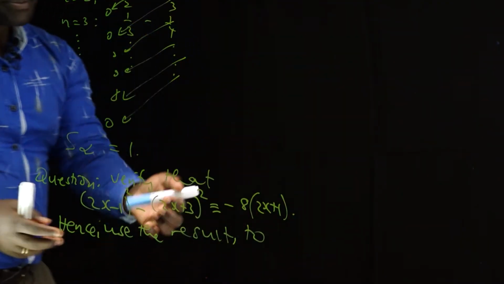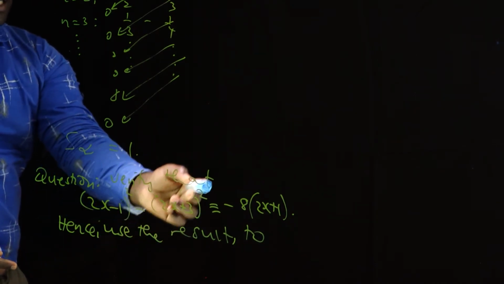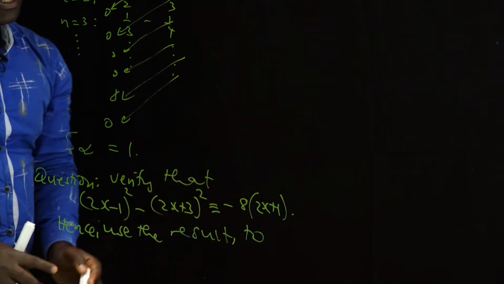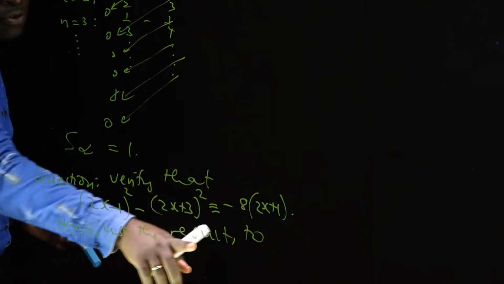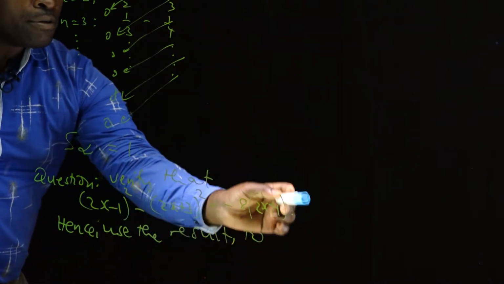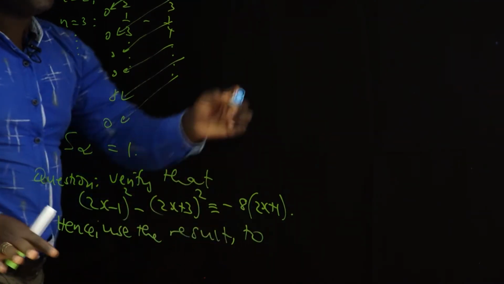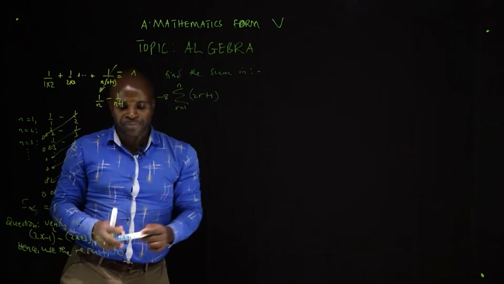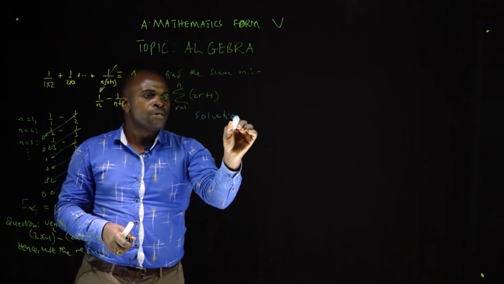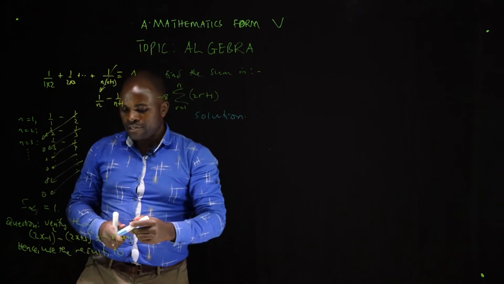Verify that (2x minus 1) squared minus (2x plus 3) squared is equivalent to negative 8(2x plus 1). And hence, use the result. It means we know this is a result of this. So when one says, use the result to find the sum, we simply proceed like this. Solution: we want first to verify that this expression is just a result of this.